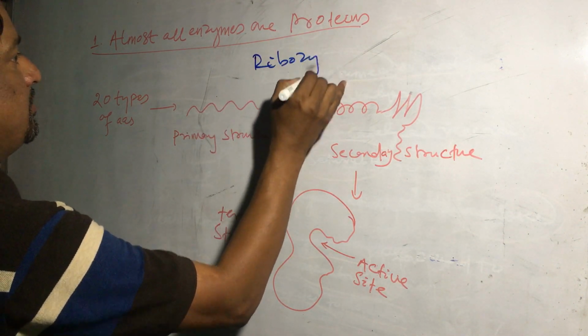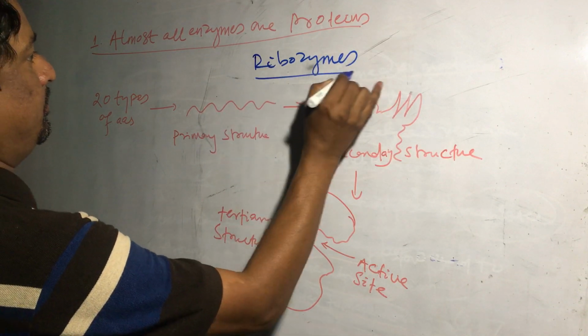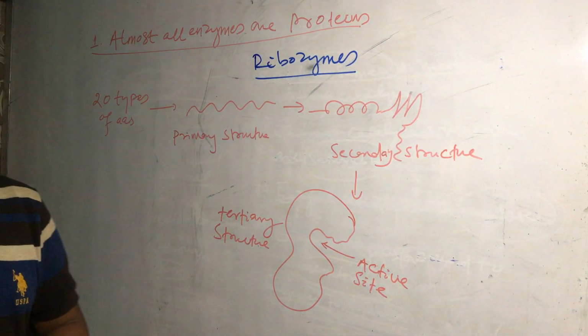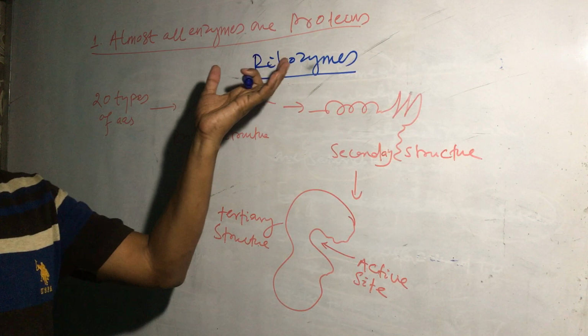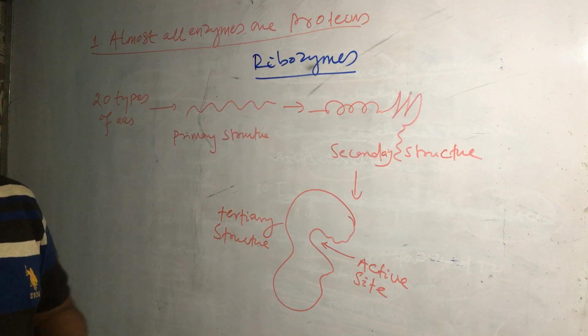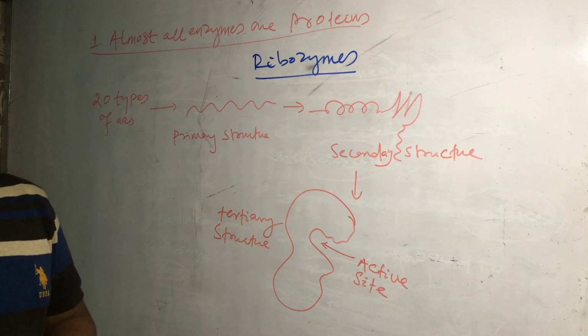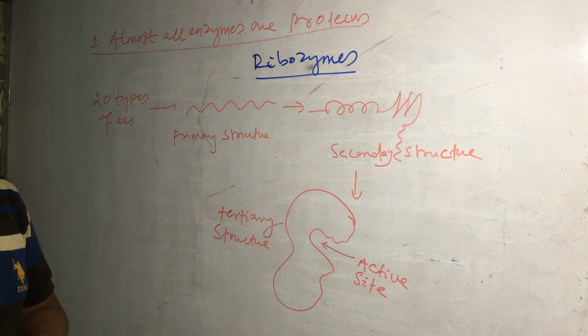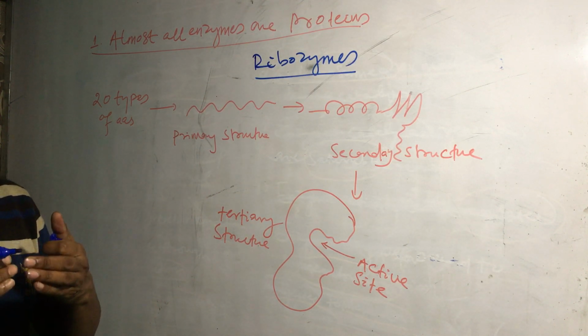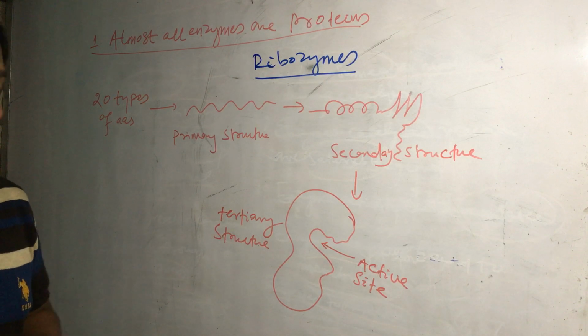So ribozymes are catalytic RNAs. One example of a ribozyme is peptidyl transferase. This enzyme forms the peptide bond between two amino acids during protein synthesis.